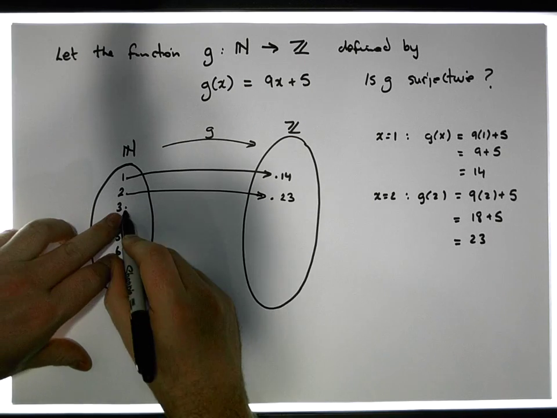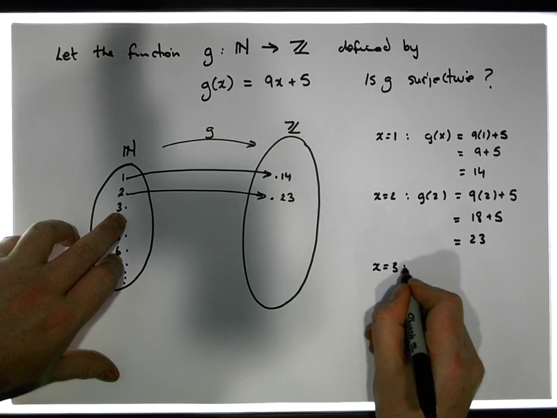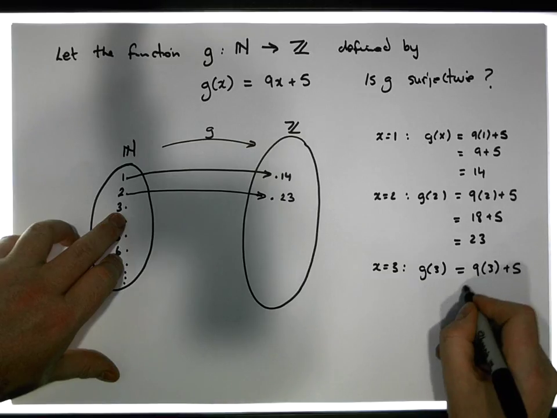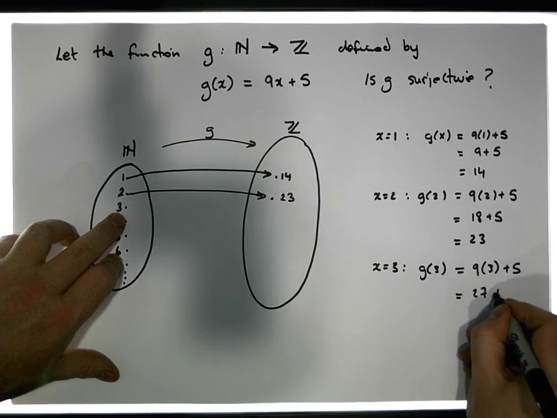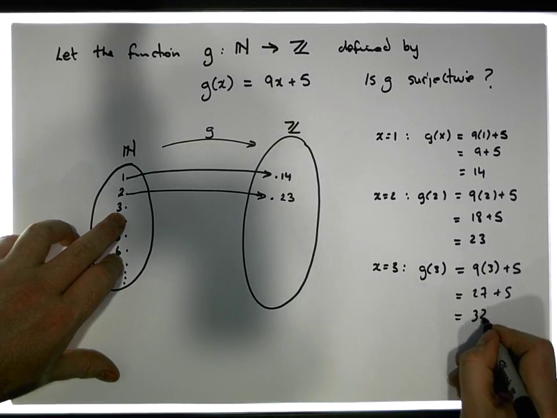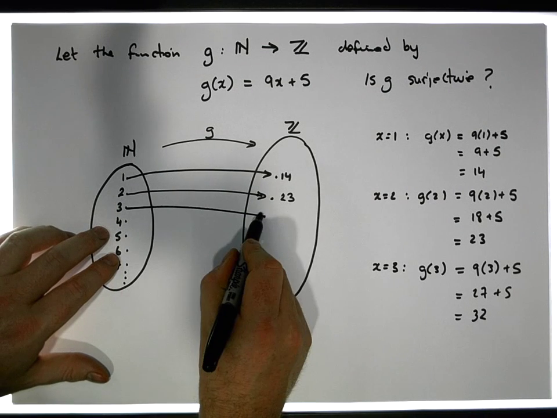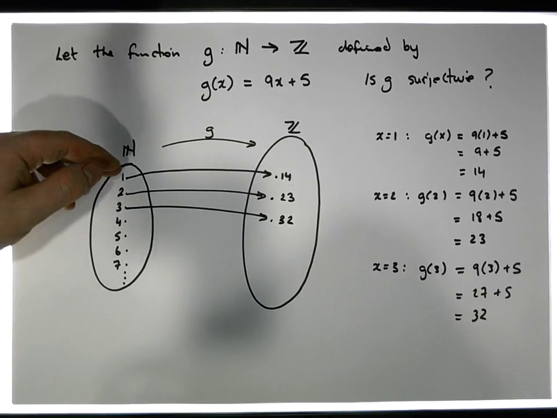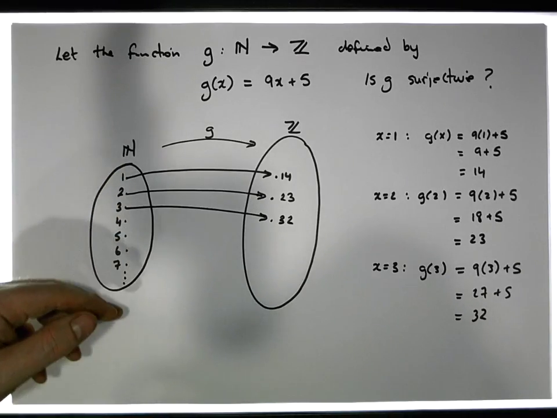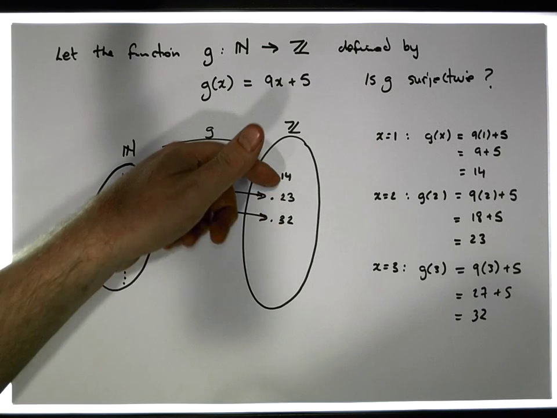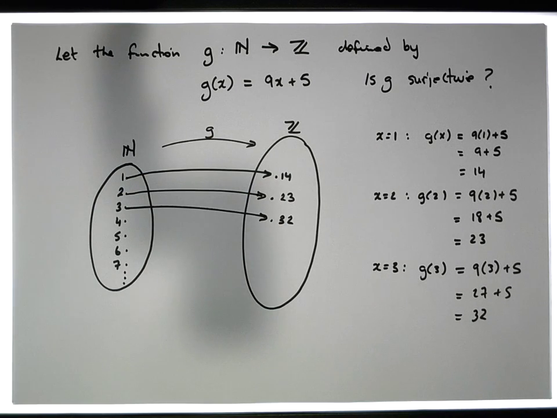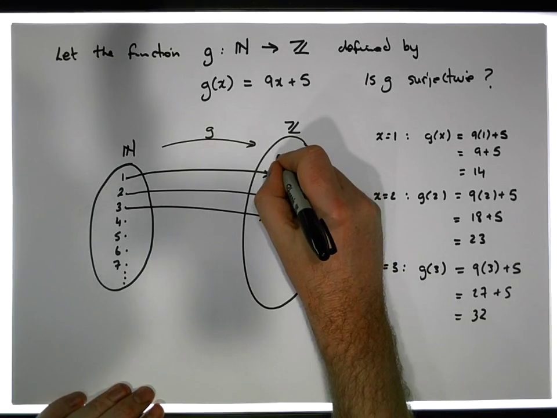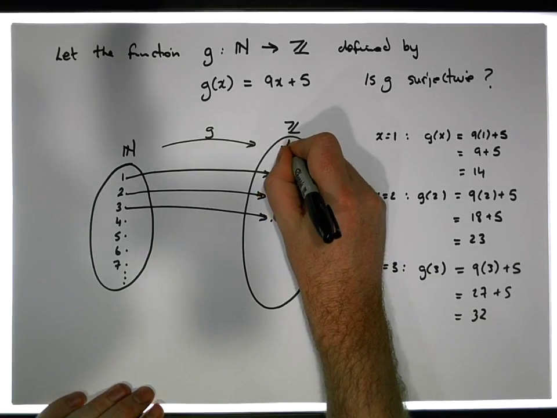What about when x is 3? When x is 3, we have g of 3 is equal to 9 times 3 plus 5. Well, 3 nines is 27, so that's 27 plus 5 gives us a value of 32. So 3 is taken to 32. And hopefully we can see what's happening: as we go through the natural numbers the values are increasing, they're being mapped into values that are also increasing on the side of the integers. So we know that the integers also contain the values 13, 12 and 11, and so on and so forth.